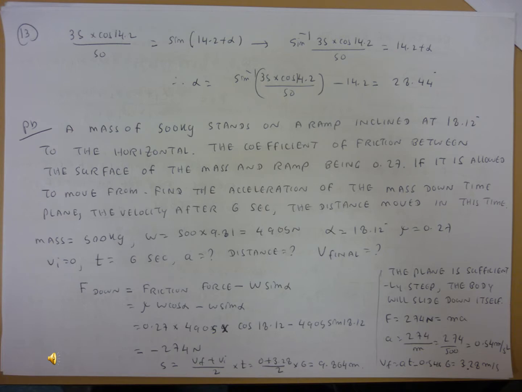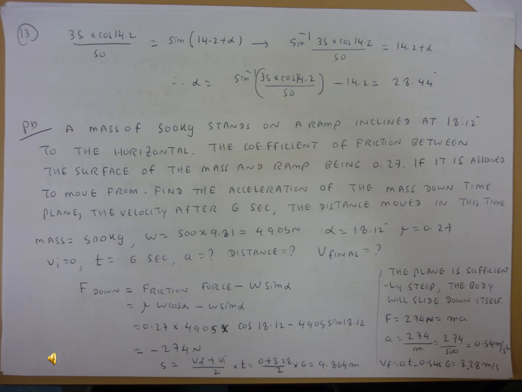So the mass is 500 kilograms, so the weight can be calculated. Mass multiplied by gravity, 500 multiplied by 9.81, so you get 4905 Newton. The angle alpha is 18.12 degrees and mu is 0.27. The initial velocity Vi is 0, and at 6 seconds we have to find the acceleration A and also the final velocity.